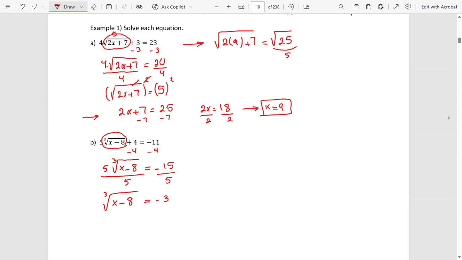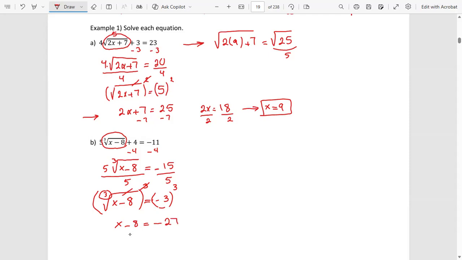Is it okay if the other side is negative? Yes, because the index is odd. So what do we do now? We raise both sides of the equation to the power of 3 because the index is 3. Power and radical cancel each other, so we just have x minus 8. And negative 3 to the third power means multiplying negative 3 by itself 3 times, which is negative 27.